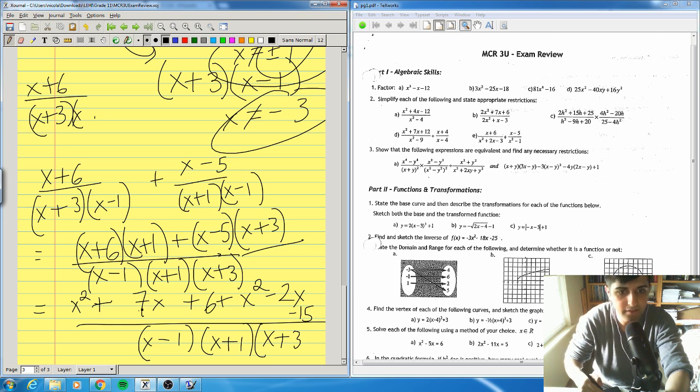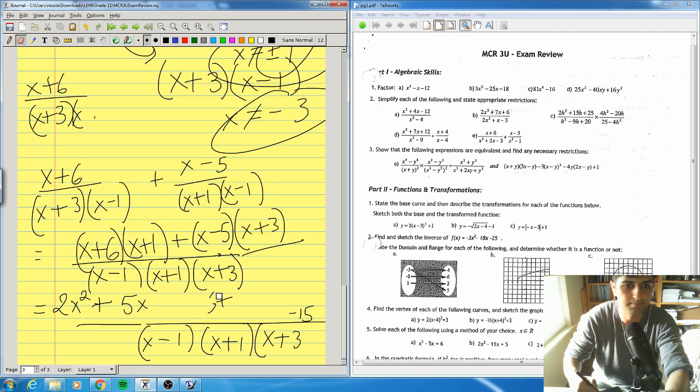Now 7x minus 2x is positive 5x. Okay, so I'm going to kill those off. Positive 5x. Okay, and x squared plus x squared is 2x squared, right? 1 apple plus 1 apple is 2 apples. And 6 plus negative 15, that's 6 minus 15, that is negative 9.